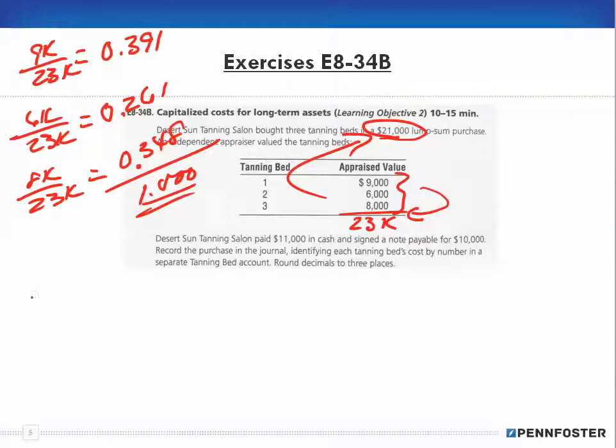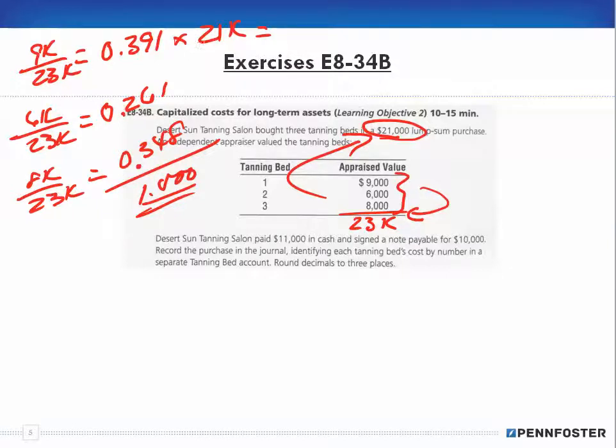So now, since you know what the percentages are for each tanning bed, you take that particular percentage and you multiply it by your actual cost, which was 21,000, because we're looking to find what percentage of the 21,000 that is. What percentage of that 21,000 is that particular tanning bed?